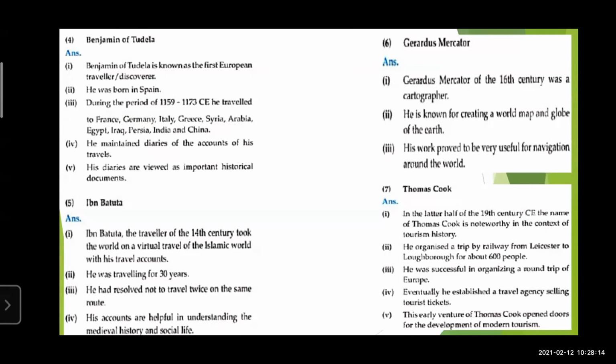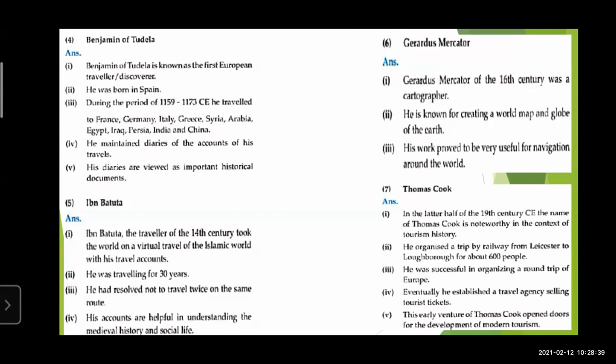Then we have a short note on Ibn Battuta. Ibn Battuta is the traveler of the 14th century who took the world on a virtual travel of the Islamic world with his travel accounts. Second point is he was traveling for 30 years. Third point, he had resolved not to travel twice on the same route. Fourth point, his accounts are helpful in understanding the medieval history and social life.